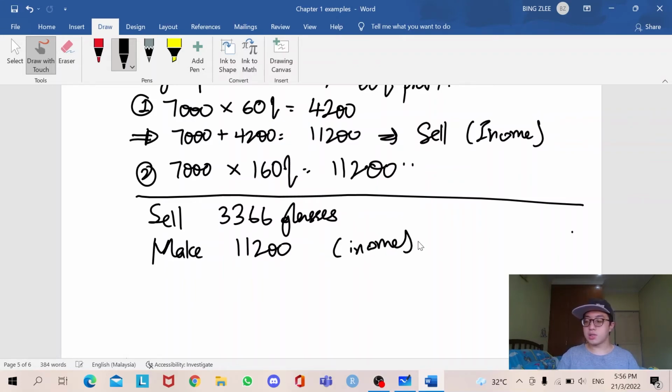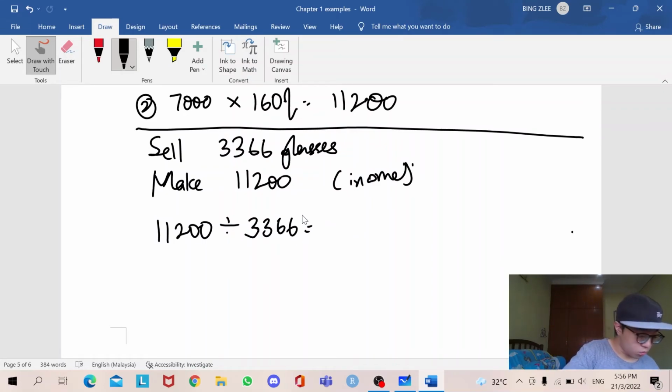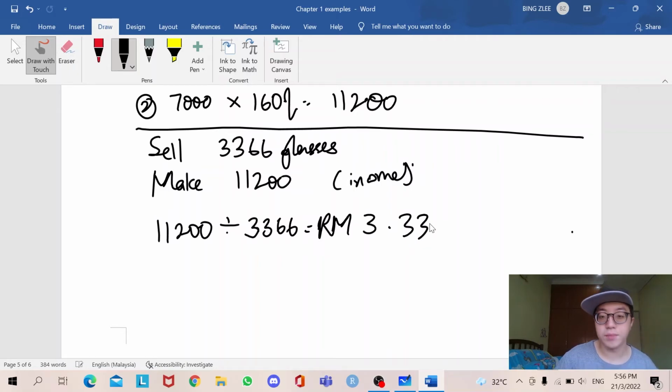So the last step will be pretty much easy. I hope you know how to do the last step, right? It will be just 11,200 divided by 3,366 glasses. So for one glass, you will need to sell at RM 3.33. All right, so this is the amount that you need to sell for one glass, right?